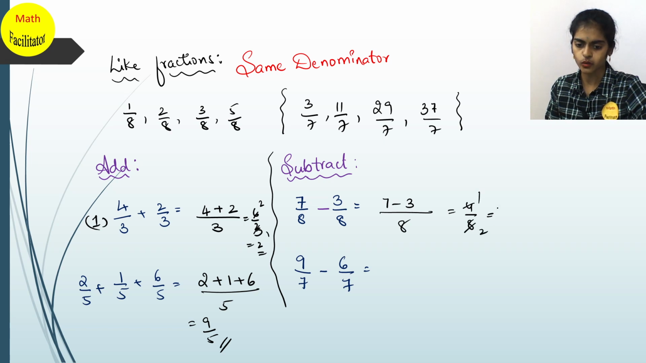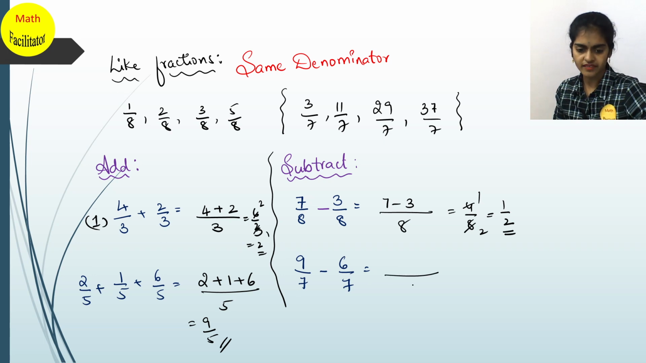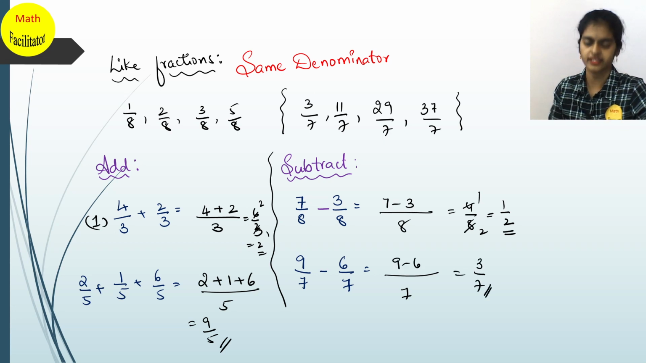4 ones are 4, 4 twos are 8. So 1 upon 2 is the answer. Right. Next, 9 upon 7 minus 6 upon 7. Denominator is 7. Write it as it is. So you have 9 minus 6, which is nothing but 3 upon 7.